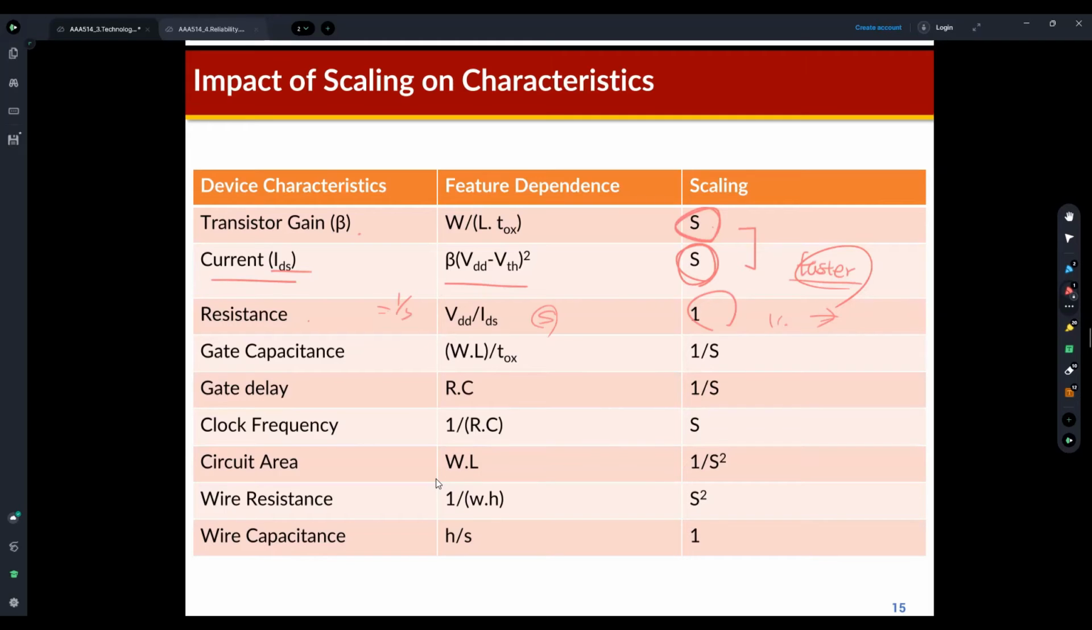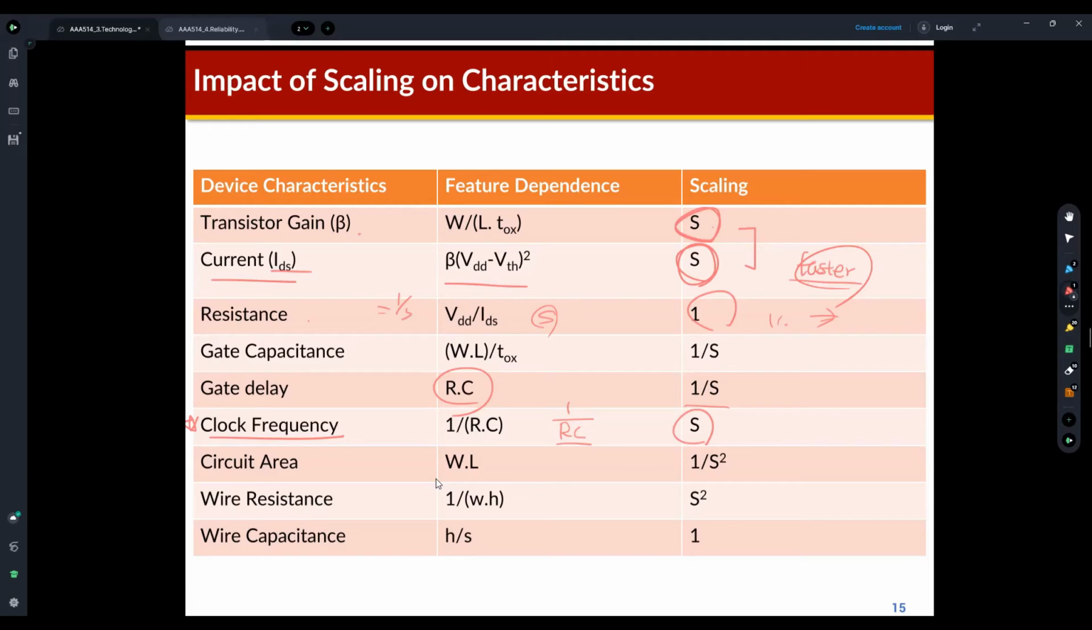Okay, so if we just focus on the gate capacitance and then gate delay, it becomes 1 over S, and 1 over S also. And then it's important, the clock frequency. So clock frequency becomes S, because when we define the delay of the circuit, actually the delay of the circuit is defined by 1 over RC. Okay, and then the gate delay is RC, and then the clock frequency can be S.